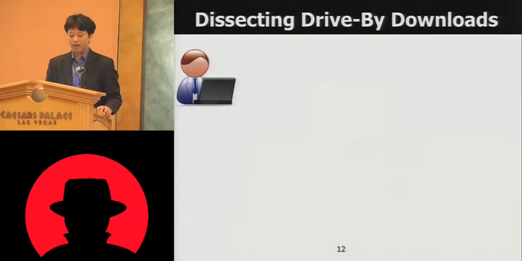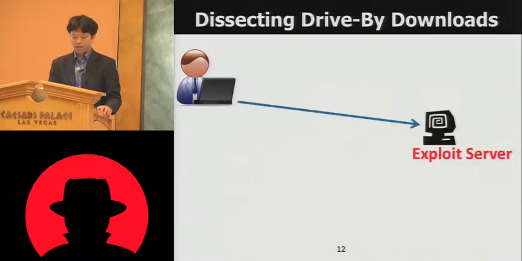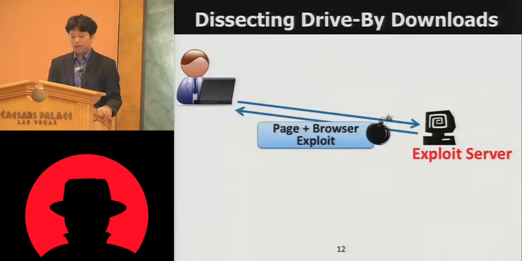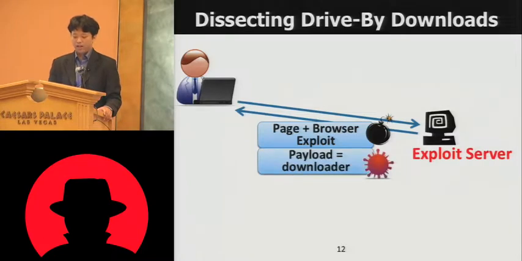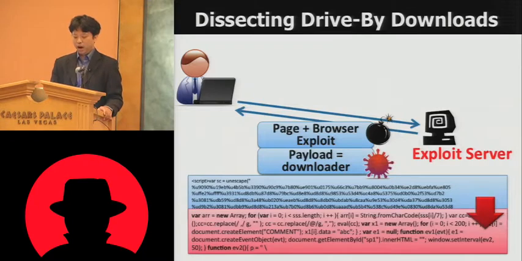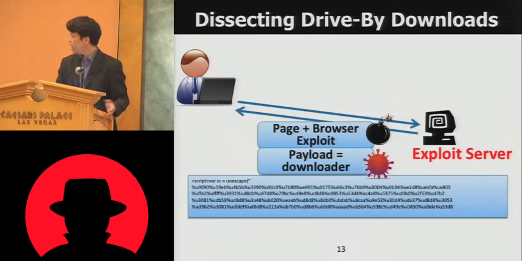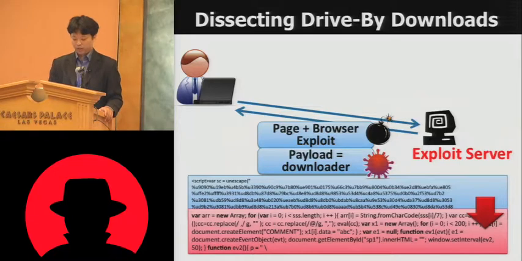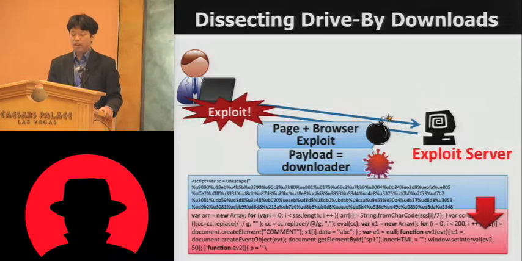So let's dissect drive-by downloads. What happens is the visitor visits an exploit server, which serves him a page plus a driver exploit. And then there's a payload, which we call the downloader. And all of these exist in the form of JavaScript, and often obfuscated JavaScript. So the obfuscated version looks somewhat like this. And here's the actual exploit. It will exploit the visitor's machine without him knowing that anything had happened.